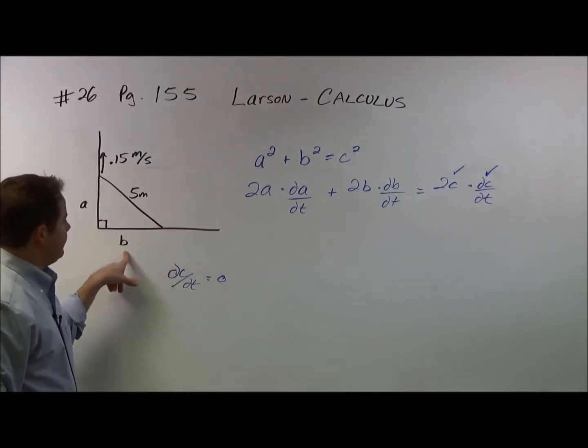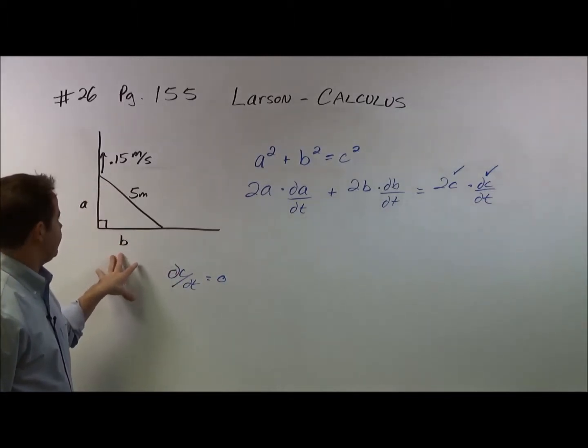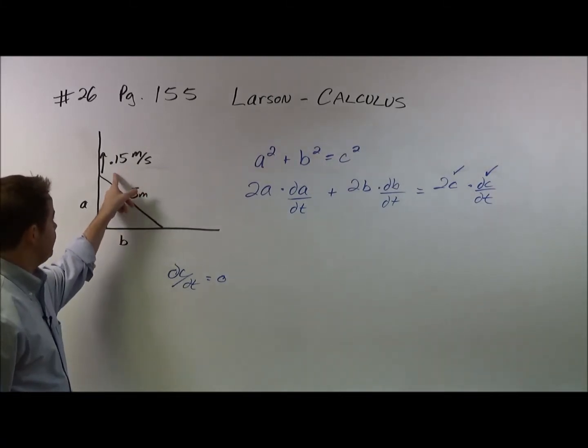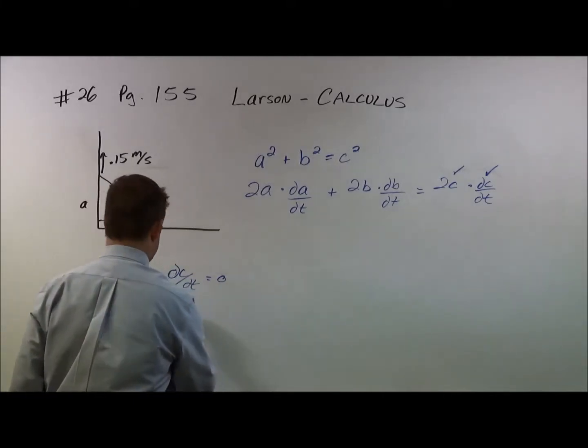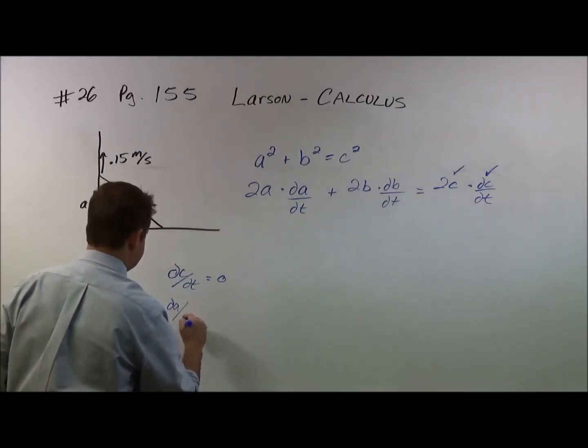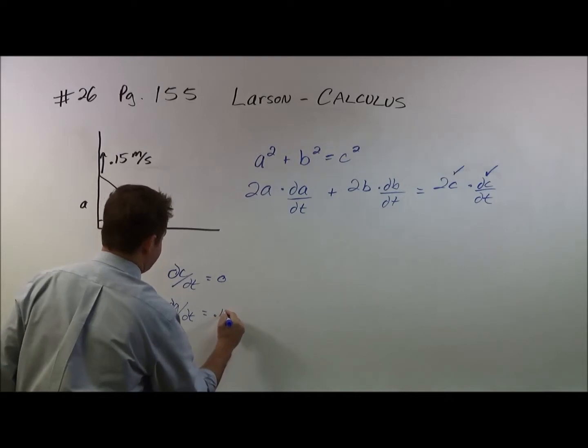Now for a and for b, we don't have those values just yet, but dA/dt we do know. It's increasing at 0.15 meters per second. So I'm going to list that down here as well. dA/dt is 0.15.